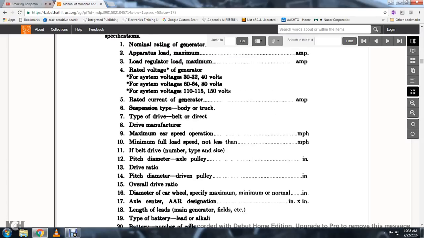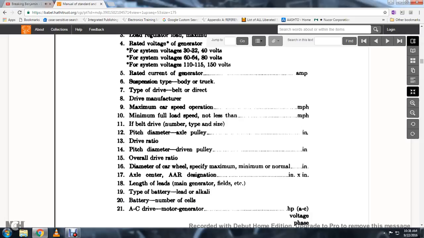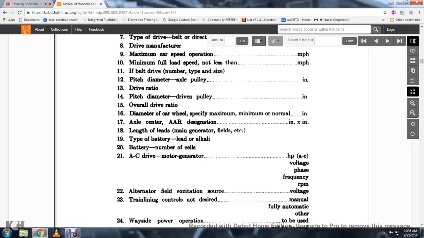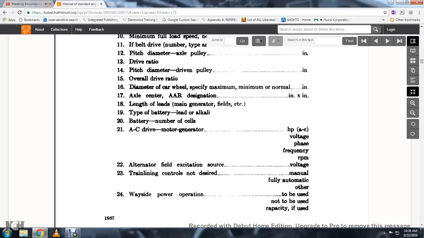If belt drive, number and type of belts and size. The pitch diameter of the axle pulley, inches; drive ratio; pitch diameter of the driver pulley, inches; overall drive ratio; diameter of wheel, maximum, minimum or normal, in inches; axle center; AR designation; length and loads; main generator field; type of battery, lead or alkali; number of cells; AC driven motor generator, horsepower, voltage, phase, frequency, RPM; alternator field excitation source, voltage; train controls desired: manual, fully automatic or other; wayside power operation to be used or not to be used, capacity if used.